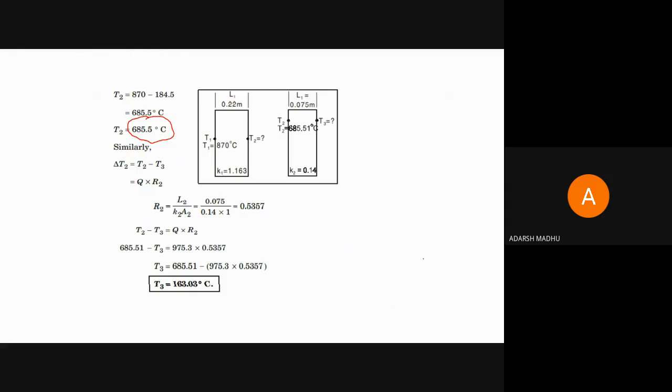Okay. For taking the second equation, which means T2 minus T3 divided by RTH of 2 equal to Q. So T2 minus T3 equal to Q into RTH of 2, right? So T3 will be got by T2 minus that value, which is got in the problem as 163.03 degrees Celsius. Simple problem it is.